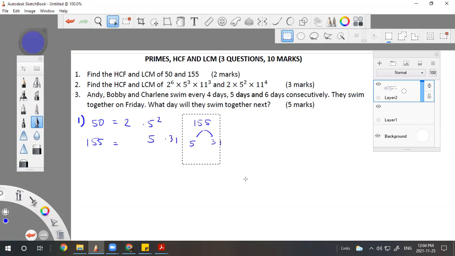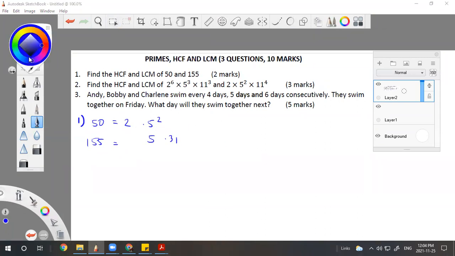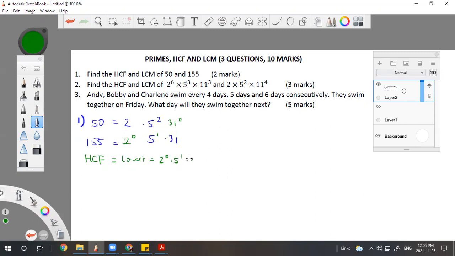Okay, and then what next? You need to use the logic of HCF. To calculate the highest common factor, you need to find the lowest power. So this is 2 power 0, 5 power 1, 31 power 0. For every power 0, you can cross it out because every number to the power of 0 is always 1. So the HCF is 5.